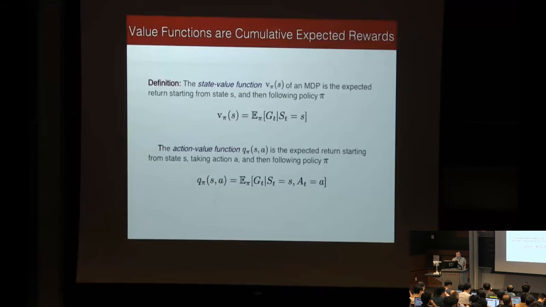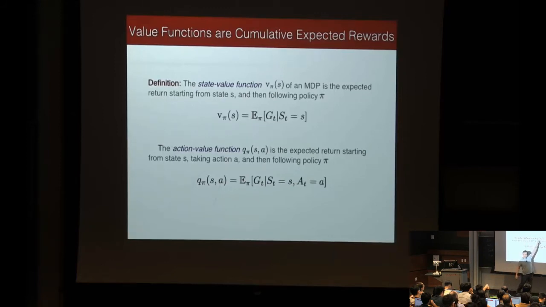Now, let's look at the definitions. What's the value of the state? So the state value function v pi of s, or v sub pi s. According to a particular policy, the value of the state of an MDP is the expected return starting from state s and then following policy pi. Okay, that's the value of the state.